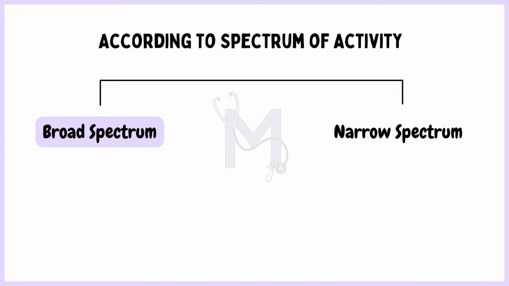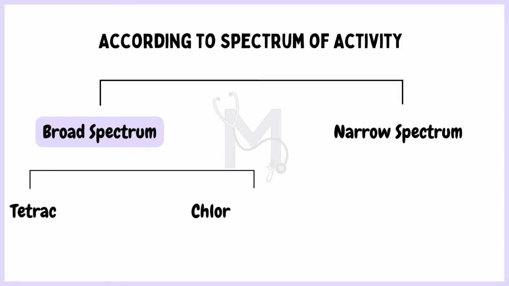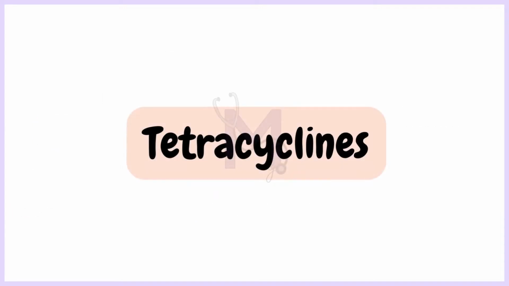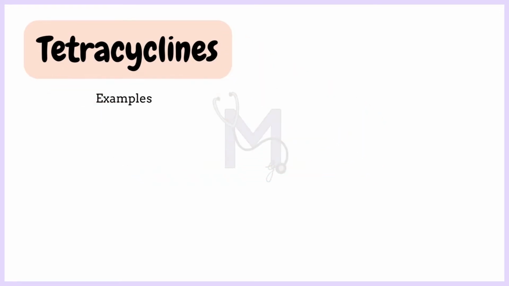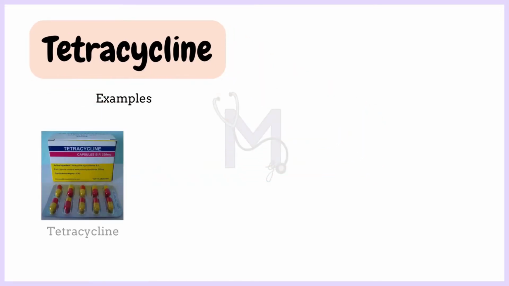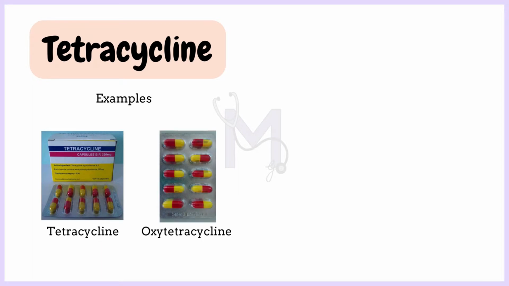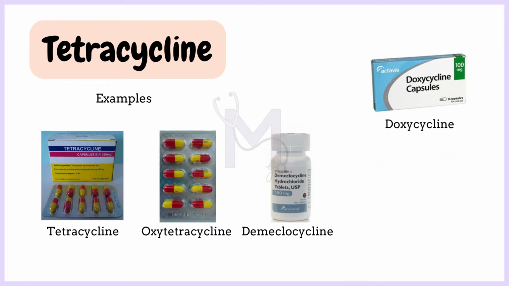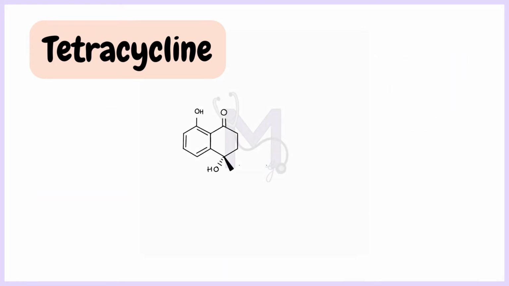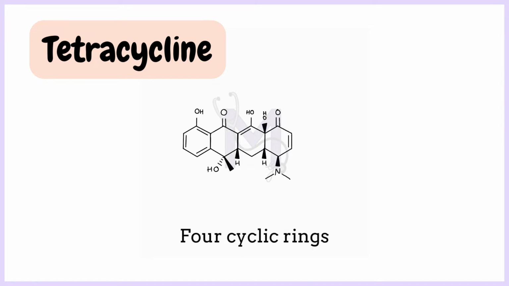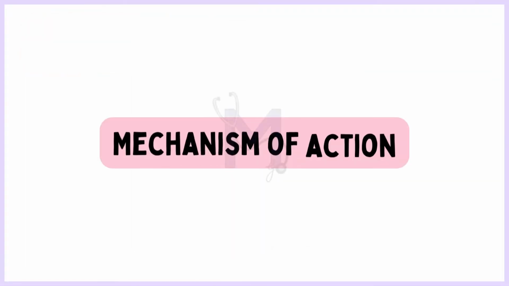These broad spectrum antibiotics are further divided into two large groups, tetracyclines and chloramphenicol. And for this video, we will be focusing on tetracyclines. Examples of tetracyclines currently in use are tetracycline, oxytetracycline, demeclocycline, doxycycline, and minocycline. From the name itself, you can say that cyclines have 4 cyclic rings in their structures.